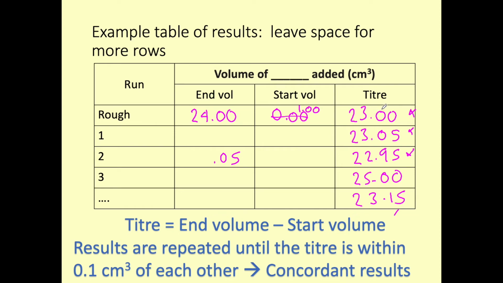And so to do our average, we would do 23.00 plus 23.05 plus 22.95, so only those 3 results that are concordant with each other, and then dividing by the number of results, so in this case that's 3, in order to get our mean average, which in this case comes out to be 23.00 centimetre cubed. So whenever we do our mean average, we only use those concordant results.